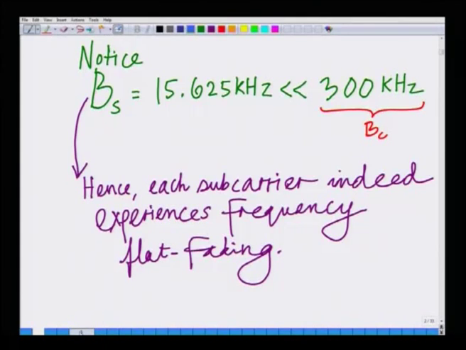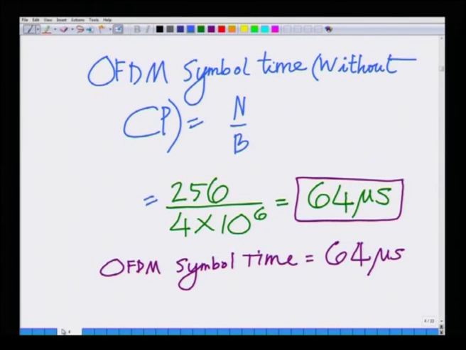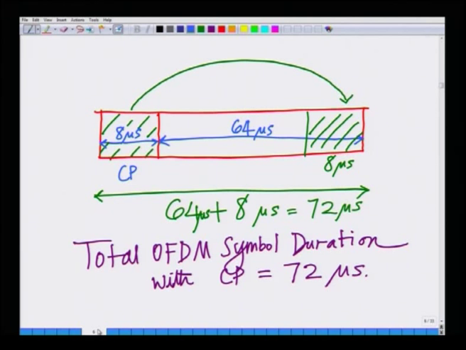We also saw from the specs that the useful symbol time without cyclic prefix is 64 microseconds in this WiMAX communication system, and the total OFDM symbol time, that is the information symbols plus 12.5% cyclic prefix, gives rise to 64 plus 8, that is 72 microseconds, the total OFDM symbol time.